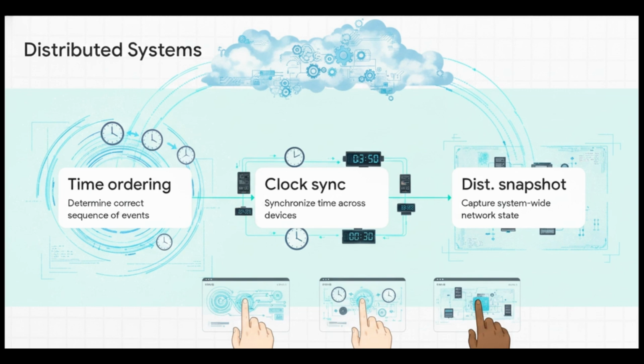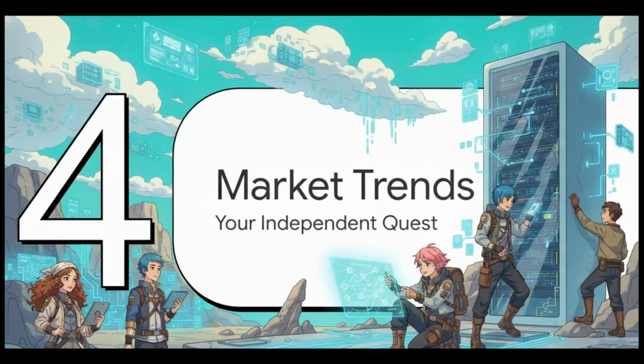First up is time ordering, making sure data gets processed in the exact, literal sequence it happened. Step 2 is clock synchronization, which is all about getting those totally disparate devices perfectly aligned on the same schedule. And then Step 3, the distributed snapshot. This one's super cool because it lets you capture a totally accurate, system-wide state of your entire network at any given millisecond.